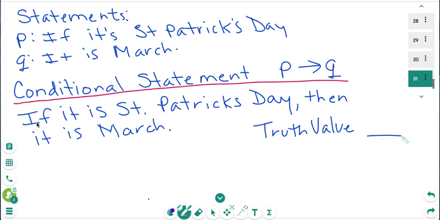So we would take the statement, if P, if it is St. Patrick's Day, then Q, then it is March. So the truth value for this particular conditional statement is true, because both parts are true. If it's St. Patrick's Day, then it's March, because St. Patrick's Day only falls in the month of March.